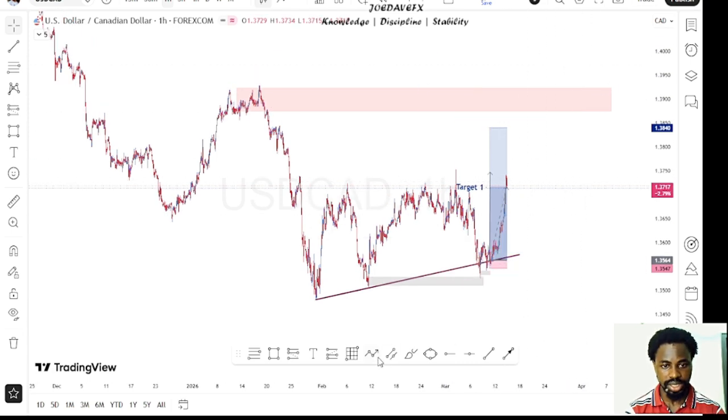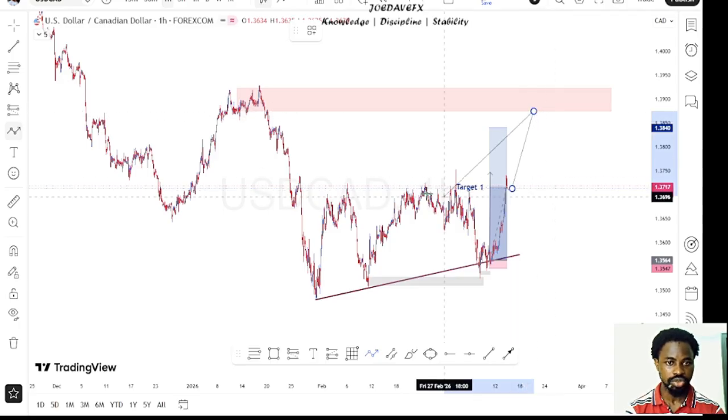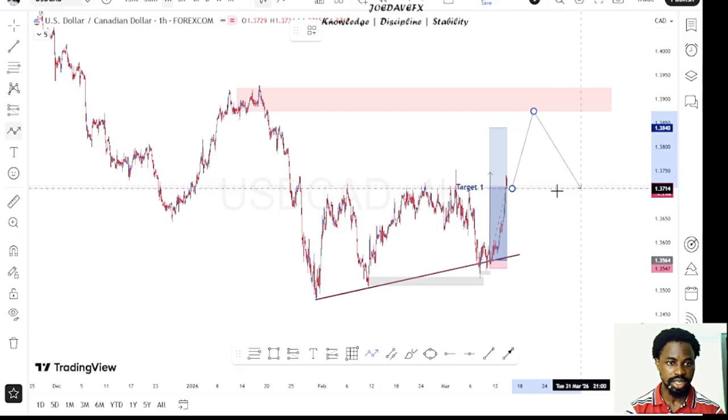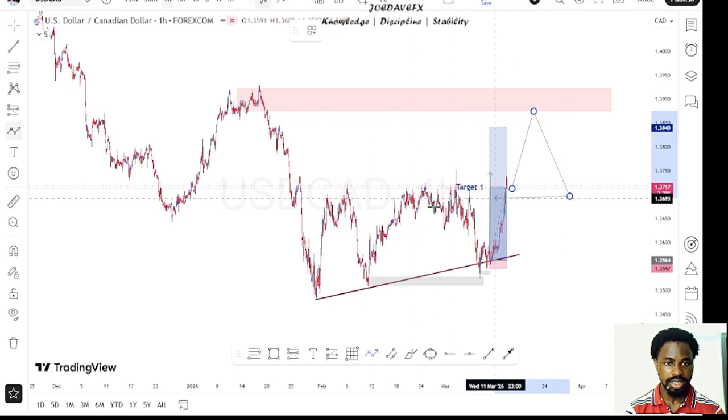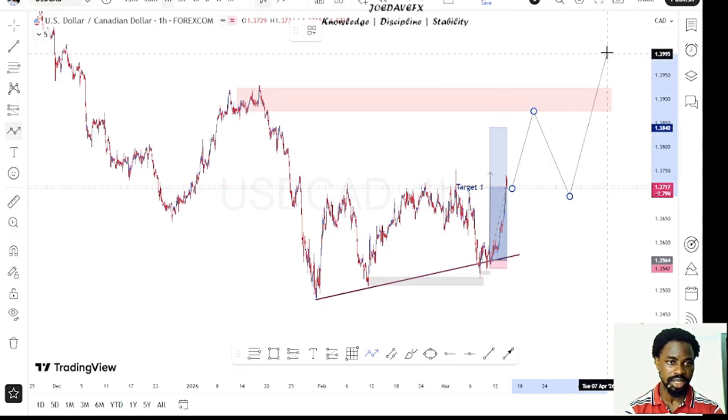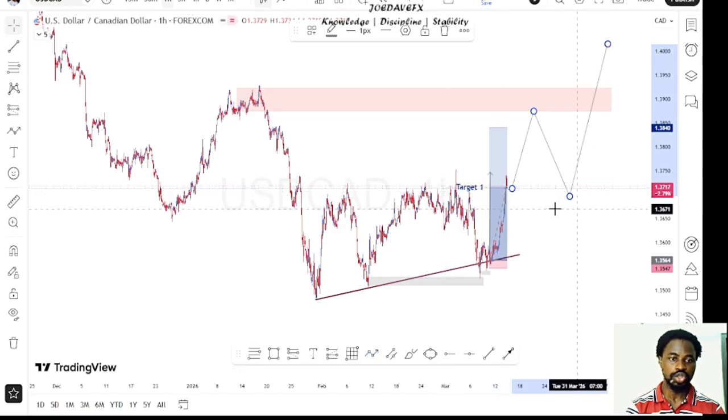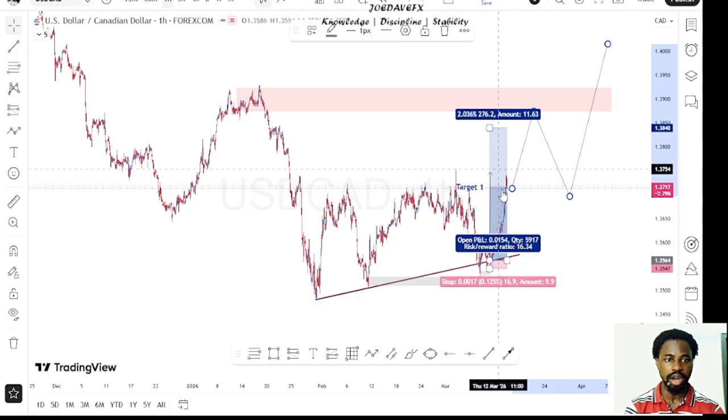So you might actually see something like this, hitting this area first, then pulling back to this area to test the whole of this area, because this area will become a resistance area. Price is going to retest it as support to the previous resistance. Once price comes back to it and it becomes a resistance, then we can have a clear breakout move. But for now, this is where I'll be targeting first.